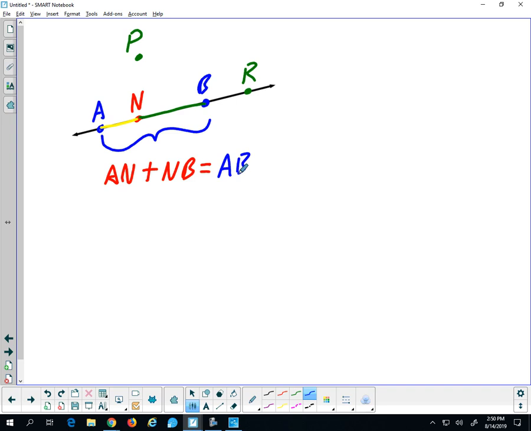So that's what between means, and that's what having a point between two other points does for us. It splits that line segment into smaller segments. And the sum of those smaller segments is equal to the whole segment. Okay?